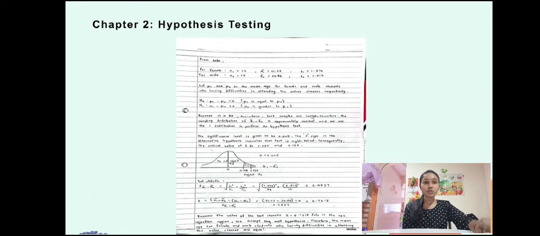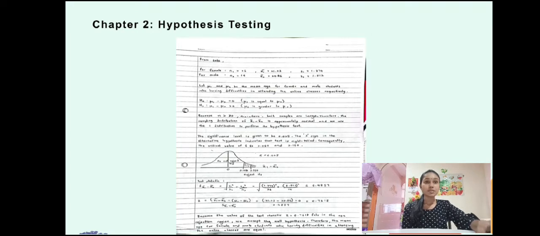Let mean 1 and mean 2 be the mean age for female and male students who have difficulties in attending the online classes respectively. From the data, for female n equals 26, mean is 21.26 and standard deviation is 1.374. And for male n equals 14, mean is 20.86 and the standard deviation is 1.512. Let mu1 and mu2 be the mean age for female and male students. The H null is mu1 minus mu2 equals 0. The H1 is mu1 minus mu2 more than 0.